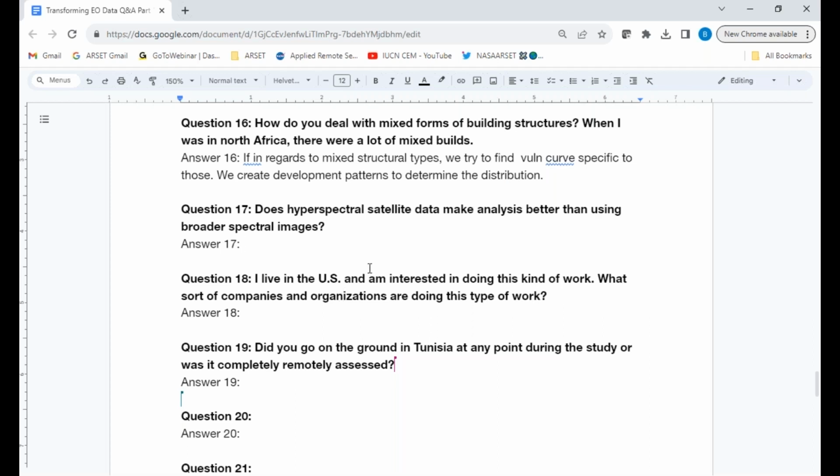On question 17, and we have room for a couple more before the top of the hour. Does hyperspectral satellite data analysis make analysis better than using broader spectral images? Well, we've got a lot of research into hyperspectral data. We've done some with plume modeling. It's something that I think would be very interesting for research. It couldn't hurt.